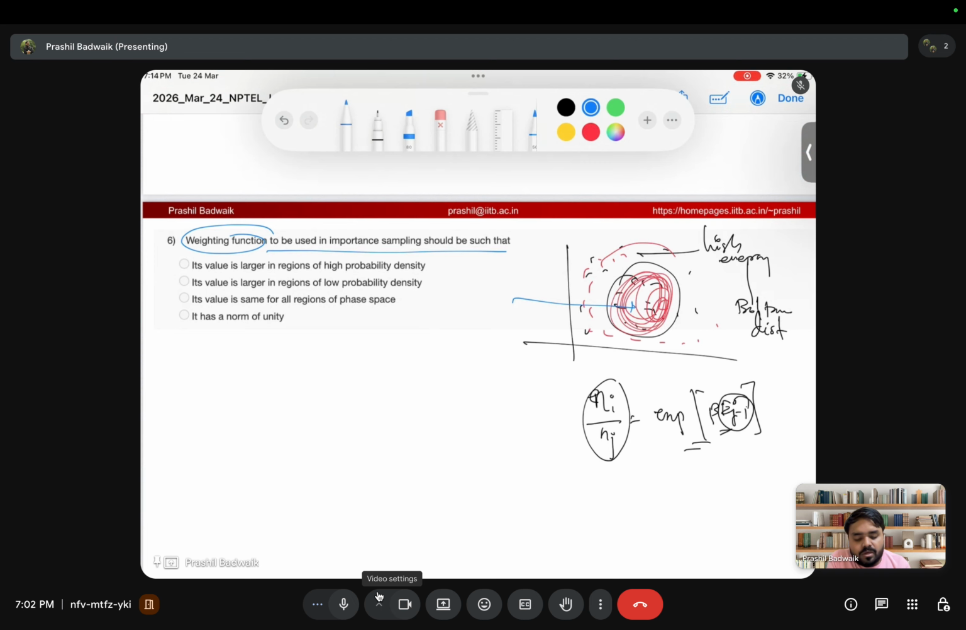So this is what is referred to as the weighting function that is used in importance sampling, because its value is higher in regions of higher probability density. So the weighting function should be such that its value is higher in the region where there is higher probability, so that we can sample it more than the region which is less probable.